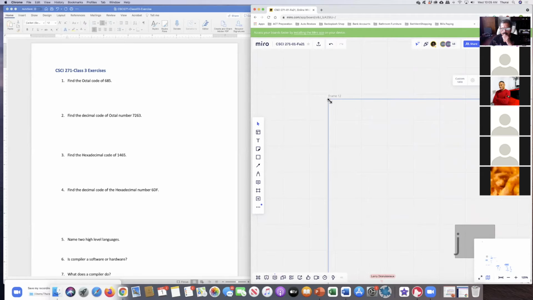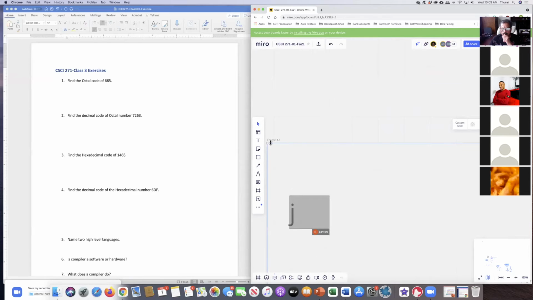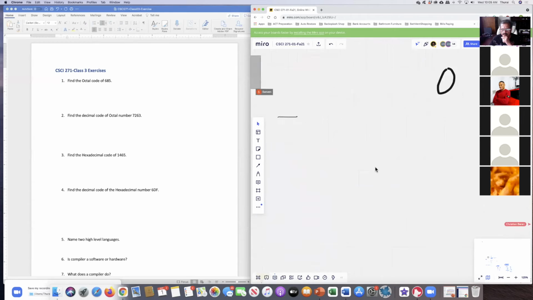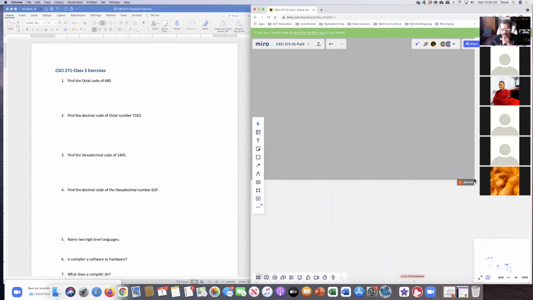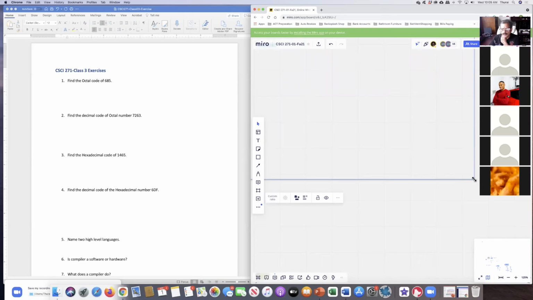Frame 12 is too big. Who is using frame 12? You need to change the name of the frame to your name. To change the name of the frame, you have to double click on the name of the frame, not on the frame, on the name. If you double click, it will be highlighted and you'll be able to type the new name.